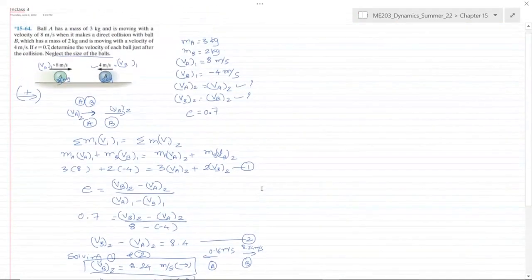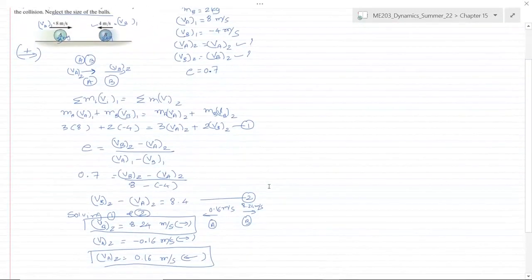So let's look at the approach for how we solved the problem. Because we do not know the velocities of both objects after impact, we cannot solve the problem using only the conservation of momentum equation. We need another equation, that is the coefficient of restitution. And using these two equations, we can solve for two unknowns.